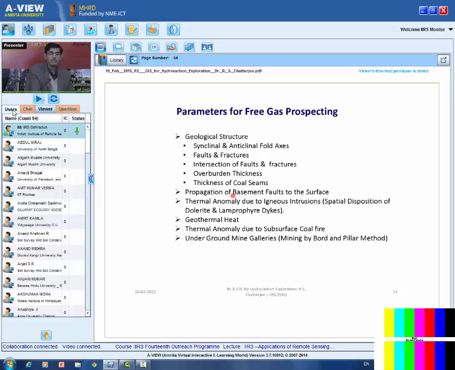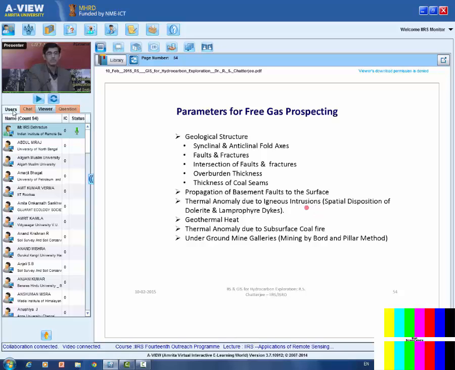If this is propagated to the surface, then the gas will come out. So free gas will not be available, only in situ gas will be available. In that case, we can estimate only the in situ coal bed gas content. We also consider thermal anomaly due to igneous intrusion, the geothermal gradient, and any thermal anomaly due to subsurface coal fire. So: geothermal gradient, geothermal heat, thermal anomaly due to coal fire, and thermal anomaly due to igneous intrusion.